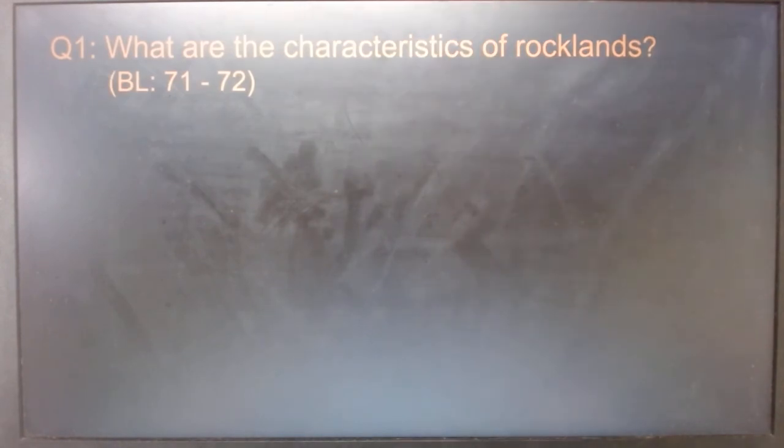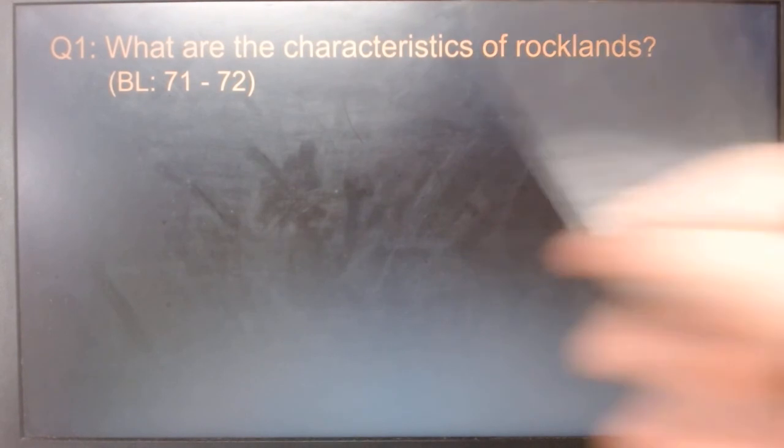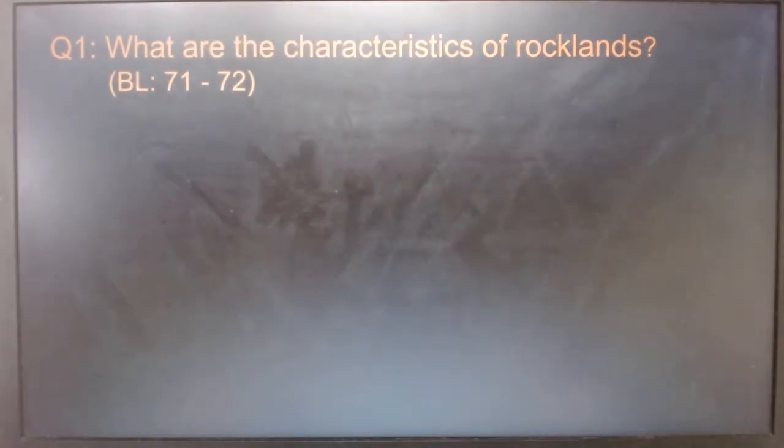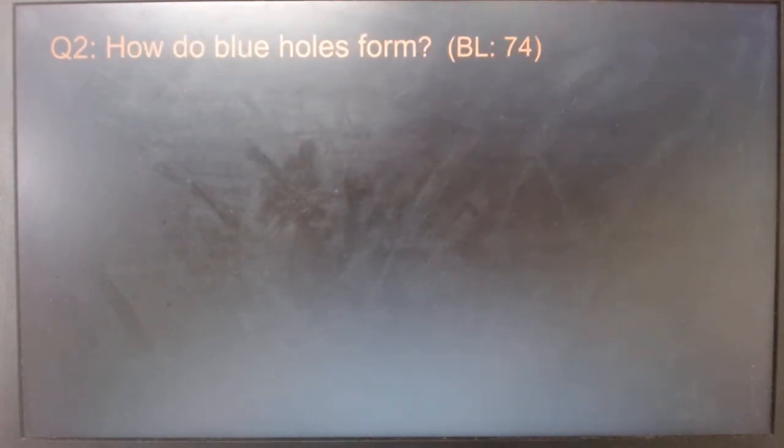Number 1 then on rocklands, what are the characteristics of rocklands? That's pages 71 and 72. This is not asking you what are the features that you will find in rocklands. I want to know what are the characteristics. Is it highland? Is it lowland? Vegetation? Rock type? What else is found there? Is it flat? Is it undulating? What's going on? How would you describe the rocklands of the Bahamas?